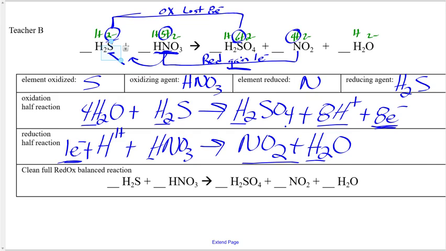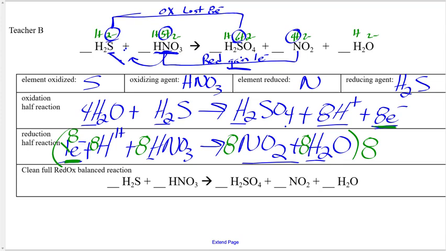Next step, I need to make sure that my electrons are the same number throughout. So this needs to be 8 electrons, and this needs to be 8 electrons. So what's lost is equal to what's gained. So I'm going to multiply this bottom one by 8. Top one, I really don't have to multiply by anything. So it's not 1 electron anymore, it's 8. It's not 1 hydrogen, it's 8. It's 8 nitric acids, it's 8 nitrogen dioxides, and it's 8 waters.